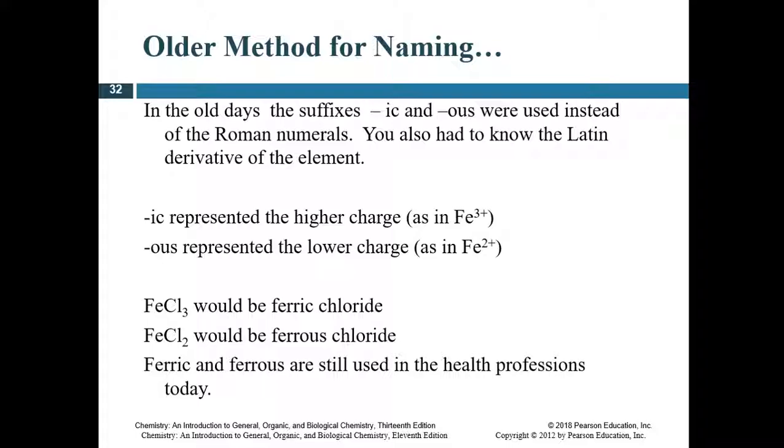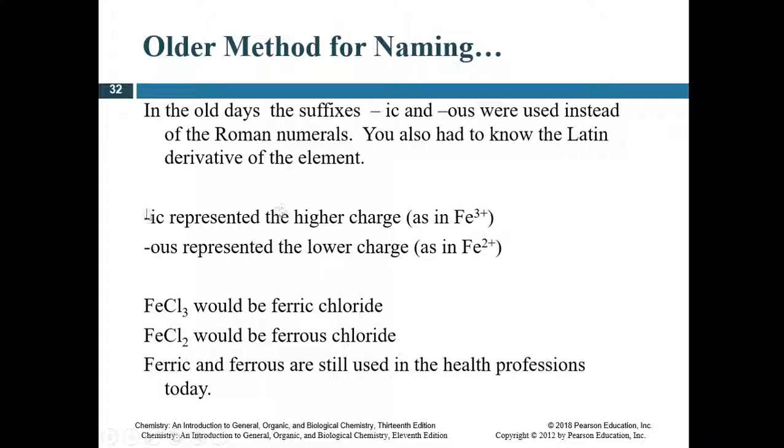In the olden days, instead of using Roman numerals, we used the suffixes -ic and -ous. This was almost before my time. We started using Roman numerals when I was going to college, and my professor promised me that we wouldn't have to know these. Well, it seems to be a billion years later, and in the health professions, they're still using these suffixes. That means the things at the end of the word, -ic and -ous. So because in the health professions they're still using them, you probably still need to know them.